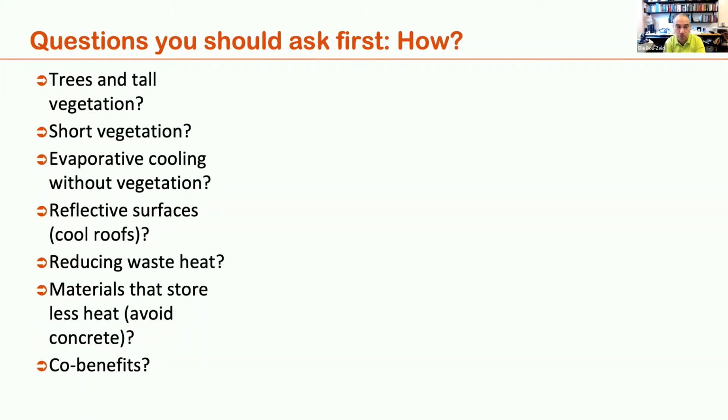Another question is, okay, you want to cool your city, how? What are the measures you are considering? Trees and tall vegetation are going to give you a very different set of benefits from short vegetation. Trees can offer shade, short vegetation cannot. Also the cost and maintenance effort is quite different. Are you thinking about evaporative cooling without vegetation, just by, let's say, irrigating pavements or water bodies or something like that? Are you considering reflective surfaces like cool roofs? Are you thinking about reducing your waste heat from cars and air conditioners, for example, through electrification of the car fleet or through the use of evaporative cooling towers instead of air-cooled AC? Are you considering changing the materials, for example, reducing the use of concrete, which stores a lot of heat? And what are the co-benefits for each of these?